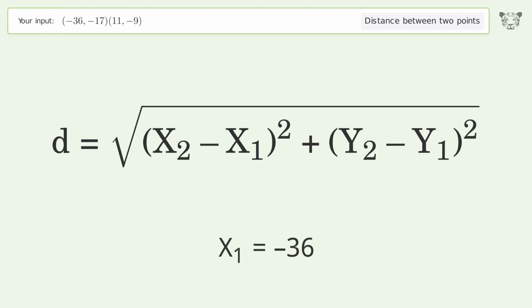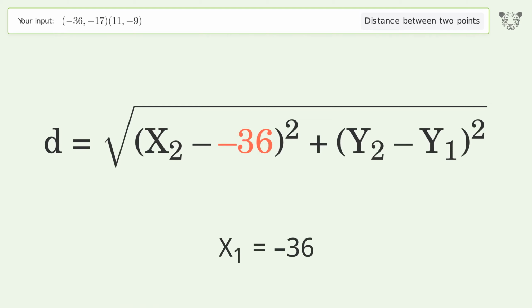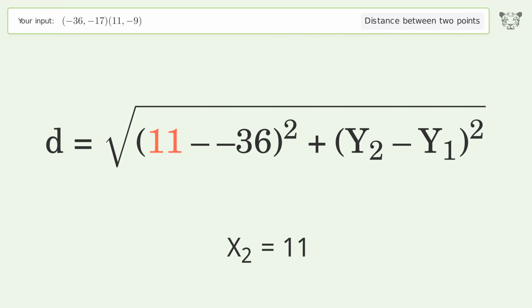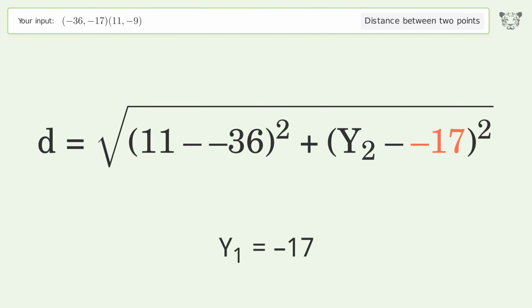x1 equals -36. x2 equals 11. y1 equals -17. y2 equals -9.